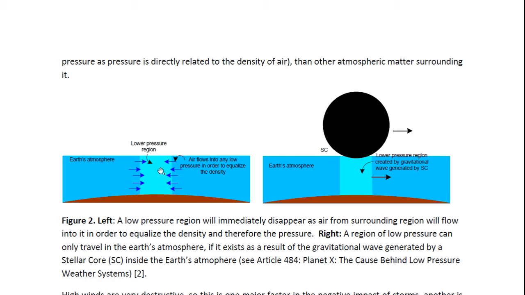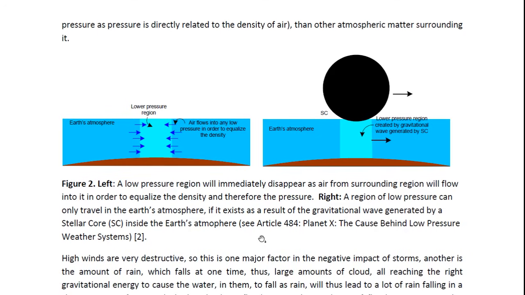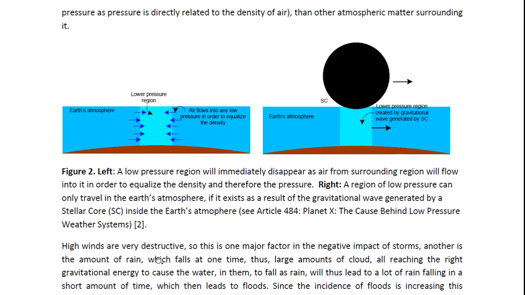There are no walls dividing the low pressure from the high pressure. So high pressure or high density air, or air from the region that's at a higher density, would flow in to equalize the density immediately. So it's only the fact that there is a gravitational field here generated by this object that makes a low density region possible. And you may look at Article 484 entitled Planet X, the cause behind low pressure weather systems.